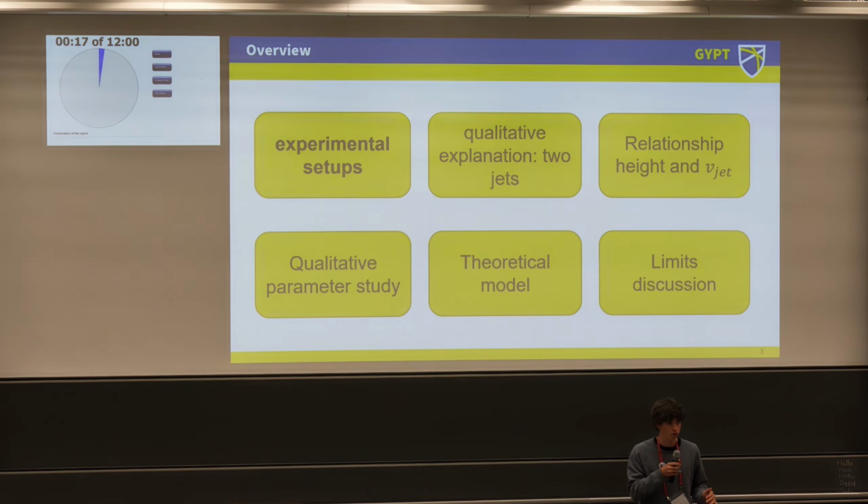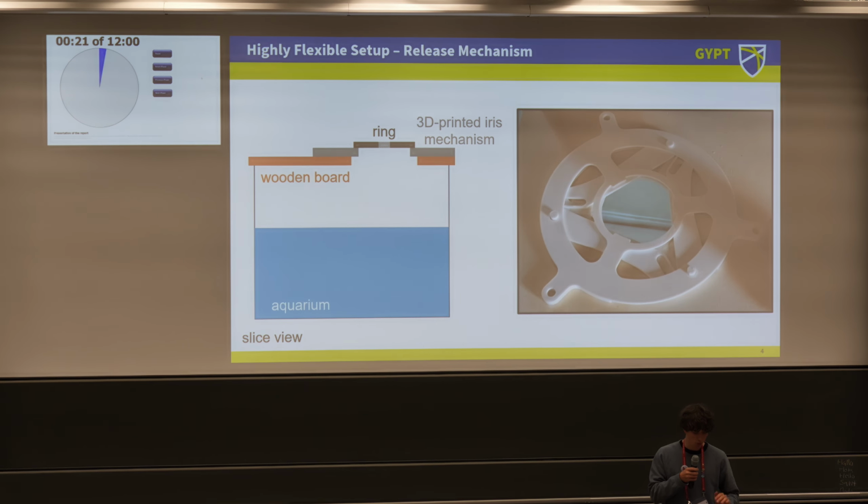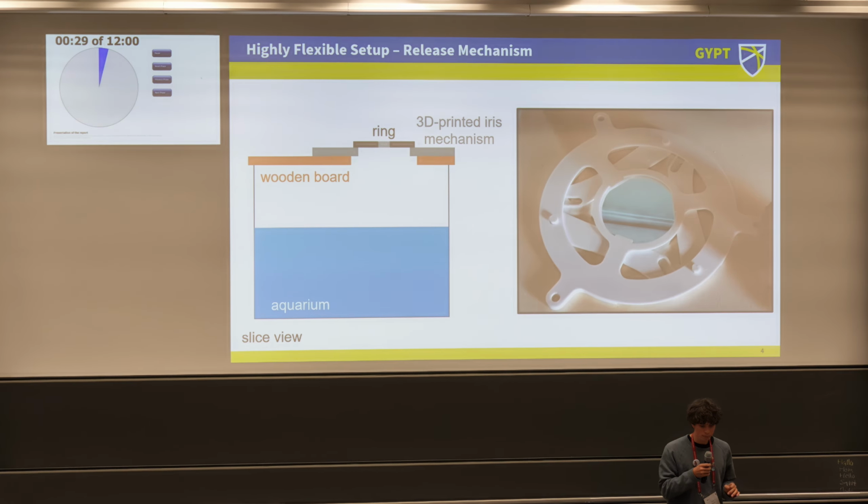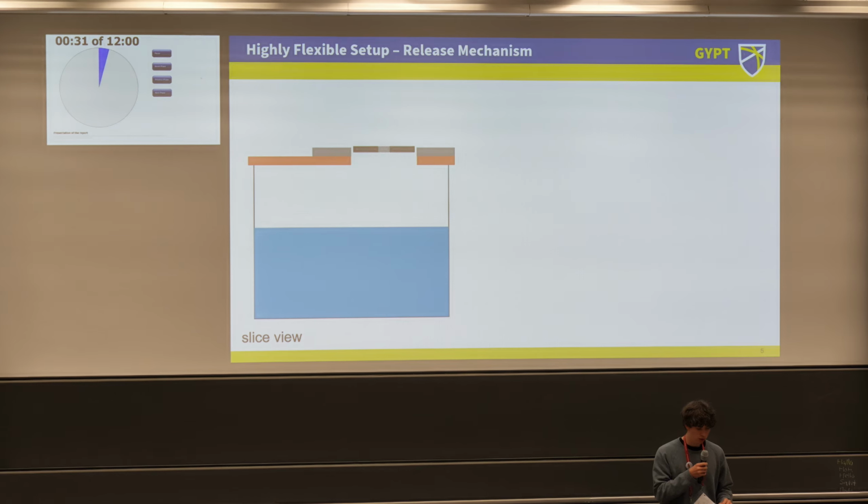In this presentation, I will first show my experimental setup and then go over the qualitative explanation. So, for the setup, we use two setups. The first setup is optimized for low release heights. The wing is held back at its sides by this Irish-shaped form and then falls through the hole, inducing the jet.